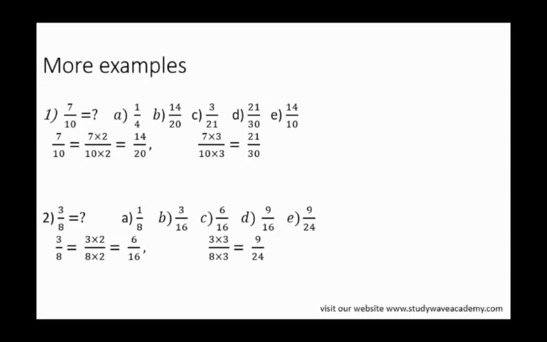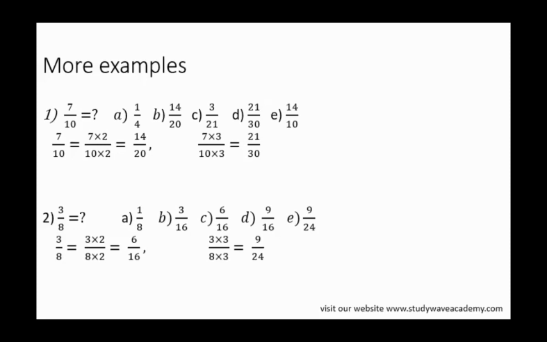A says 1 over 8. No, our answer is not there. B is 3 over 16. No, that is not our answer. C is 6 over 16. That is our answer. So we'll circle 6 over 16 as our answer, right?